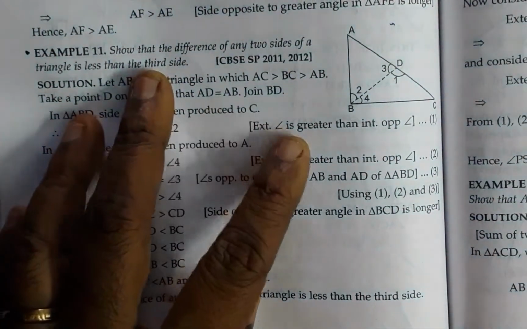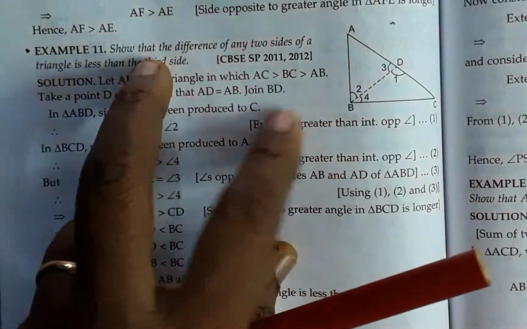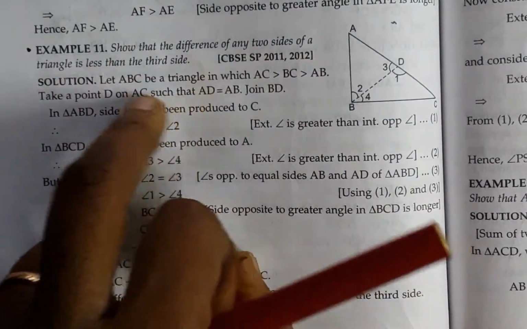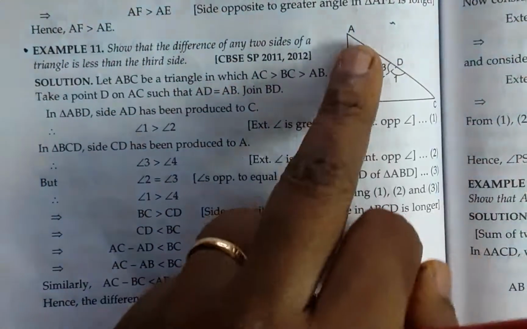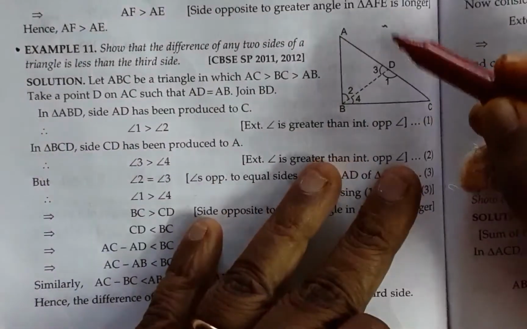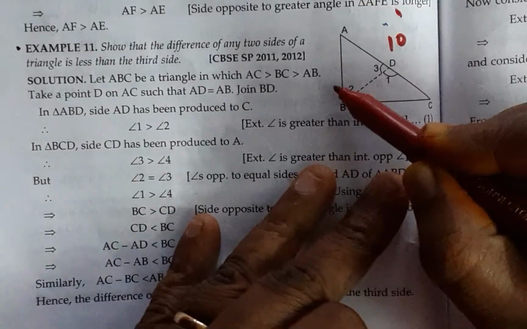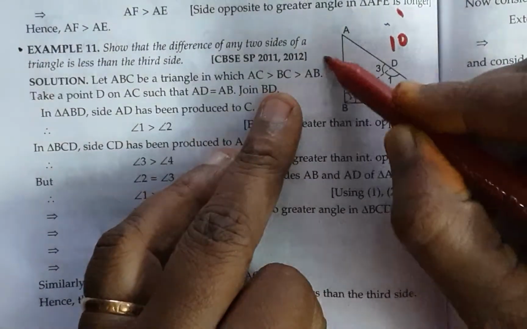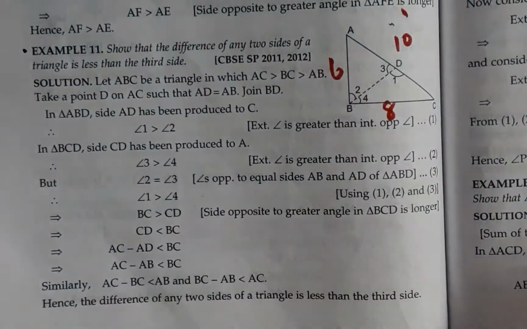Example 11 is a very important example wherein he is asking to show that the difference of any two sides of a triangle is less than the third side. Herein we have picked a triangle wherein all the three sides are of different length. I only wish to place numbers to make it a very clear understanding that AC is the longest and BC is the second longest, and this happens to be the shortest of all these three sides.